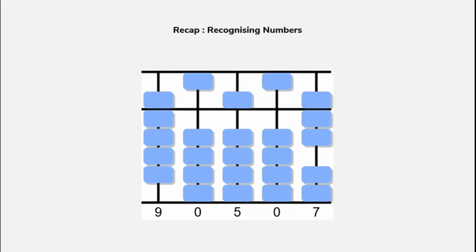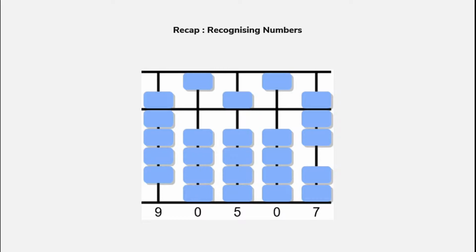This abacus is showing a value of 90,507. Do note that in the thousands and tens place, there are no beads touching the crossbar. This means that the number displayed in the thousands and tens column is 0. However, we must still count these zeros as part of the number 90,507.